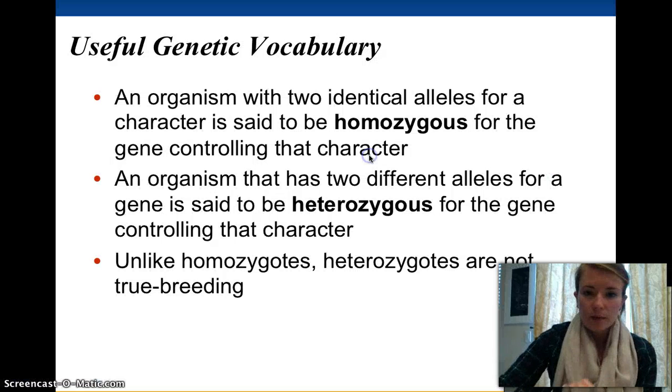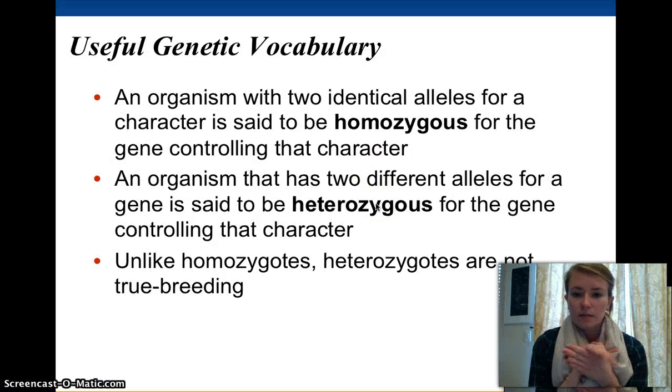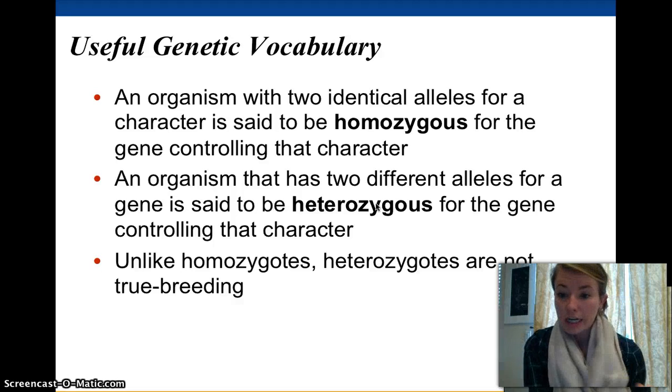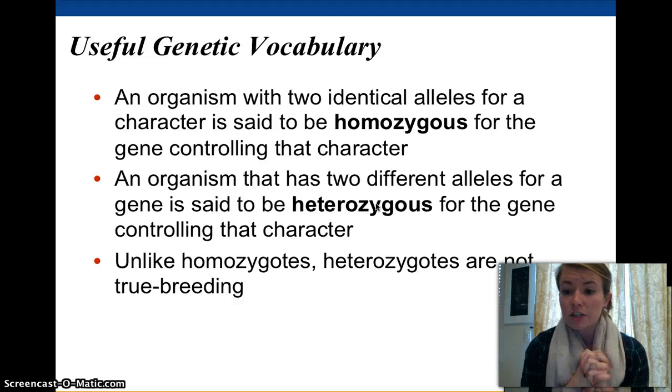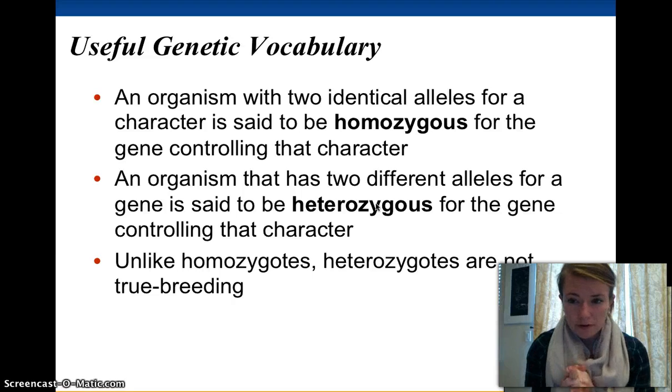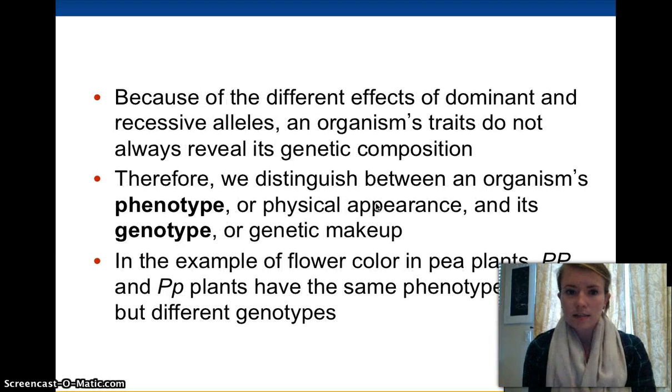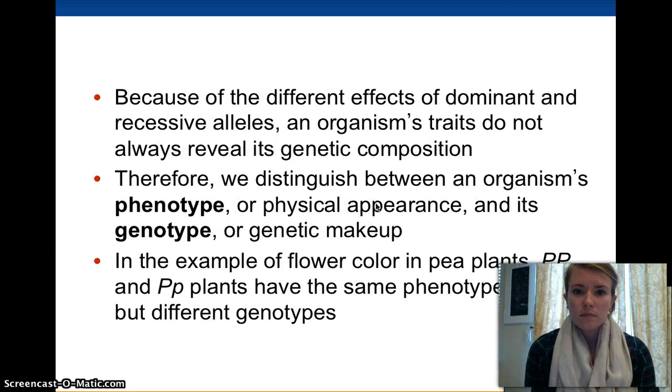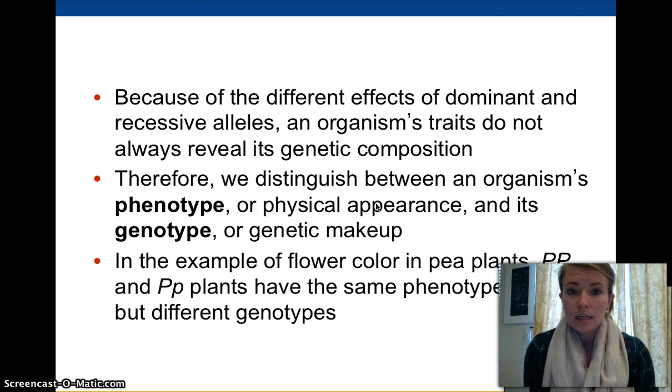So, like we just said, heterozygotes are not true breeding. See if you can figure that one out. Think about it. I'm going to ask you when we go back to class. Because sometimes dominant traits cover recessive traits, we can't always tell an organism's genes just by looking at it.